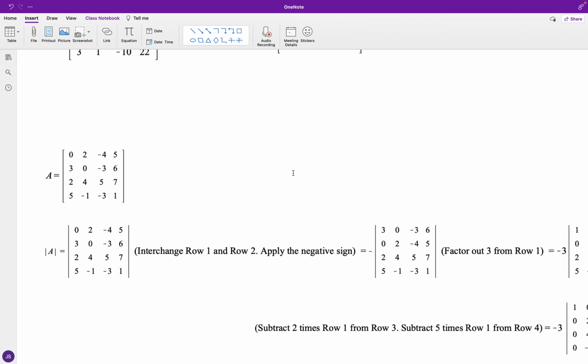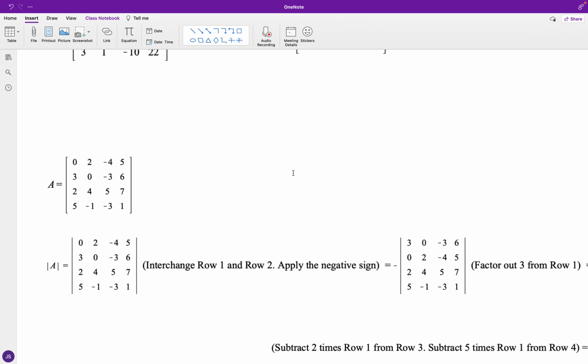Okay, so going back to the row operations, dealing with operations among columns and rows. Let's say we're looking at the determinant of a 4 by 4 matrix, and this one is pretty strenuous to say the least. We'll say A consists of these elements. For the top row, we have 0, 2, negative 4, 5, then 3, 0, negative 3, 6, as well as 2, 4, 5, and 7. And the last row, we have 5, negative 1, negative 3, and 1.